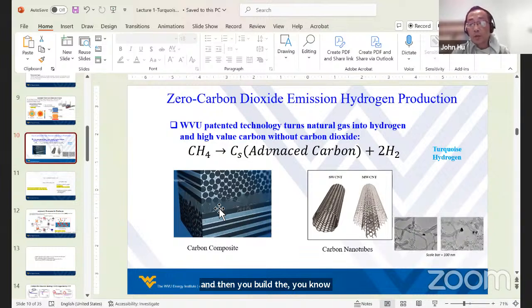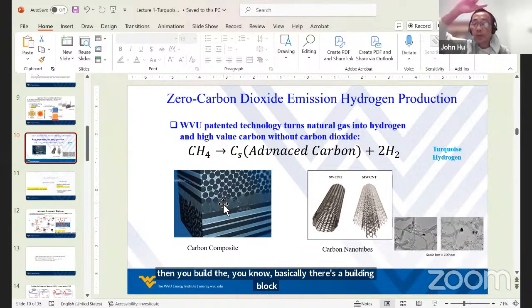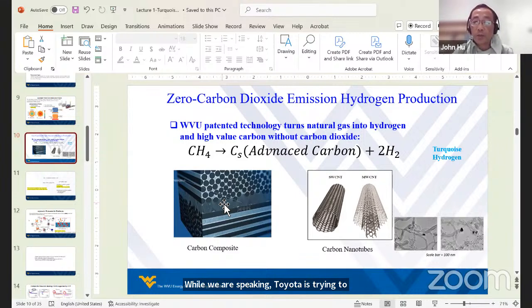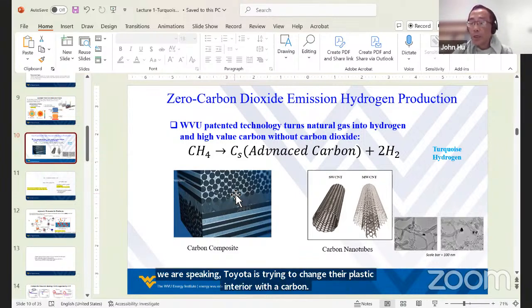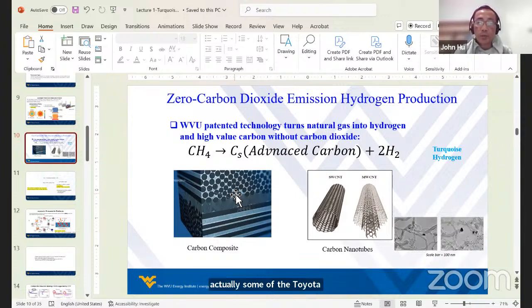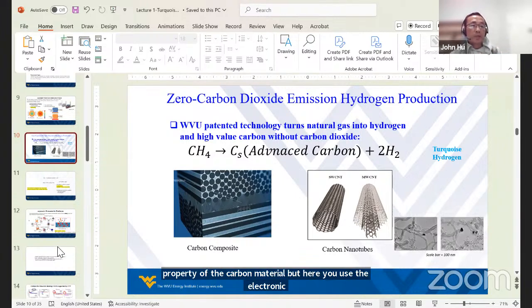While we are speaking, Toyota is trying to change their plastic interior with the carbon composite. Actually, for some of the Toyota trucks, they already built it in there. They are pretty strong. In this case, if you have a small amount of metal left over, nobody cares because you are using the mechanical property of the carbon material. But here you use the electronic property, then you have to be metal free. Did I answer your question?